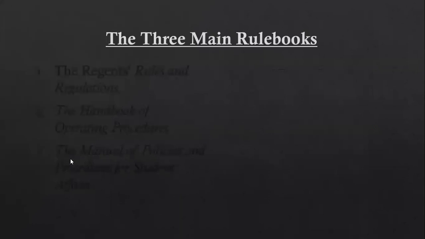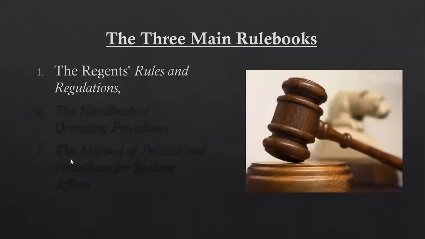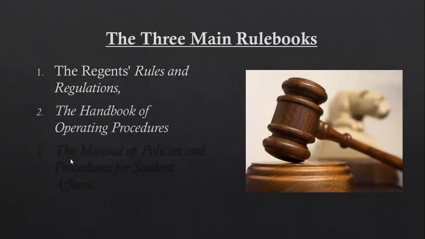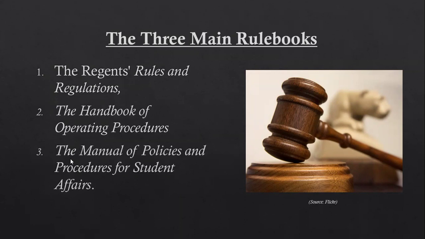Therefore, let us begin. The three main rulebooks are the Regents' Rules and Regulations, the Handbook of Operating Procedures, and the Manual of Policies and Procedures for Student Affairs. These are three I selected that I felt would be the most relevant.